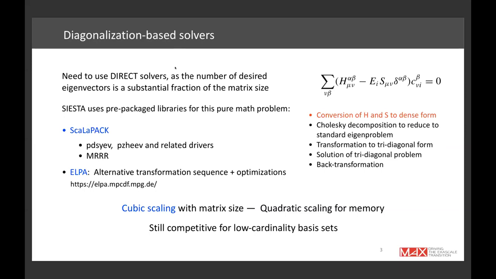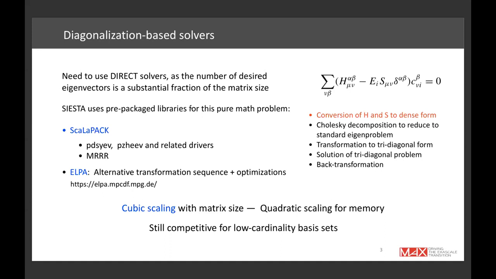So, when you stop and think of how you go about solving this problem, the first idea, and this was done traditionally in Siesta, apart from the original linear scale solver, which Emilio mentioned, you need to invoke some kind of mathematical routine to solve a very well-defined mathematical problem, which is a diagonalization. So in Siesta, we have used prepackaged libraries traditionally. For example, ScaLAPACK. And typically, I should say that these are direct solvers as opposed to iterative ones, because the number of desired eigenvectors is a substantial fraction of the matrix size.